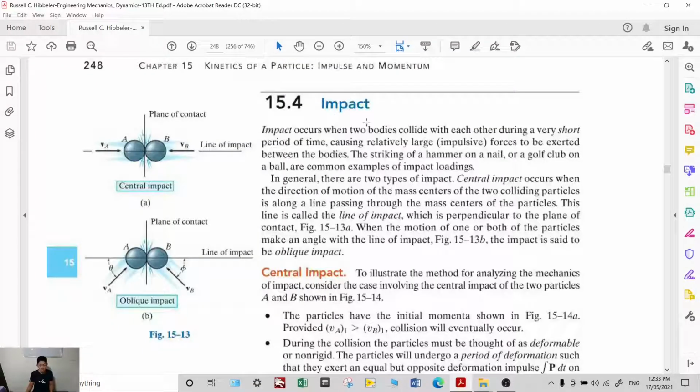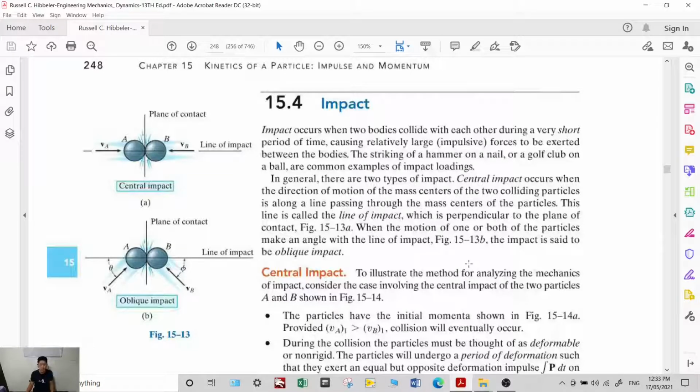Good day. For today's lecture, we will be studying the mechanics of impact and how to analyze when two objects collide together. Okay? So, impact occurs when two bodies collide with each other during a very short period of time in which there are large impulsive forces exerted between the bodies.